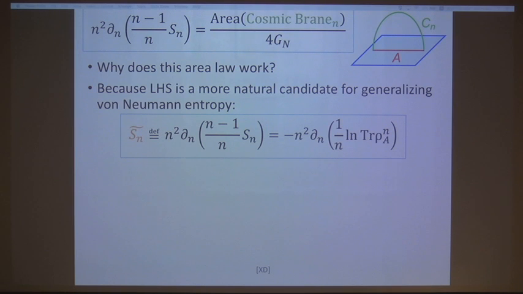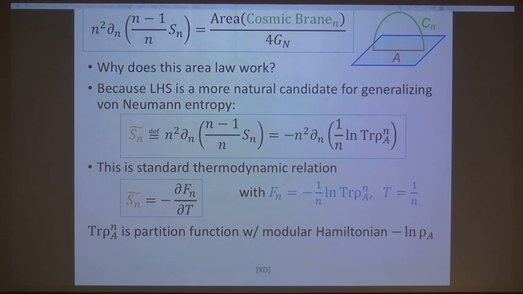Well, because the left-hand side is a more general, more natural candidate for generalizing the von Neumann entropy than the Rényi entropy in some sense. Rényi entropy is defined in terms of the trace of rho to the n. So in some sense, it's more like a partition function, whereas S_n tilde defined using this derivative is more like thermodynamic entropy. In fact, one can make this precise by writing the definition of this derivative, which I've called S_n tilde here, in terms of the standard thermodynamic relation with some definition of the free energy. And you can see the free energy is basically up to some overall constant the Rényi entropy, the standard Rényi entropy, and the temperature is 1 over n.